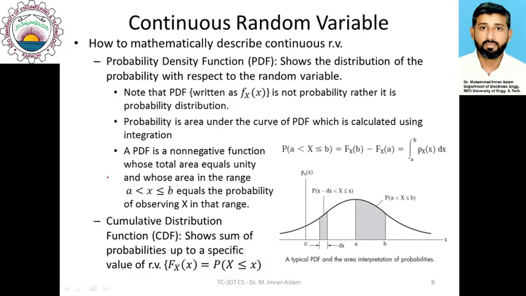And of course, this PDF is related to the probability, so this PDF must be a non-negative function. In any case, PDF cannot be negative. And second, the total area of this PDF function is always equal to 1. It should be unity, because this is the standard property of the probability function, that the total probability always comes out to be 1.